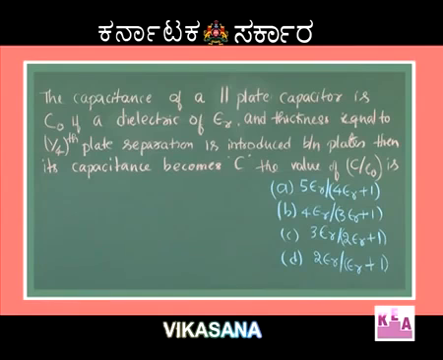Then the value of C divided by C naught is, option A, 5 epsilon r divided by 4 epsilon r plus 1, B, 4 epsilon r divided by 3 epsilon r plus 1, C, 3 epsilon r divided by 2 epsilon r plus 1, D, 2 epsilon r divided by epsilon r plus 1.